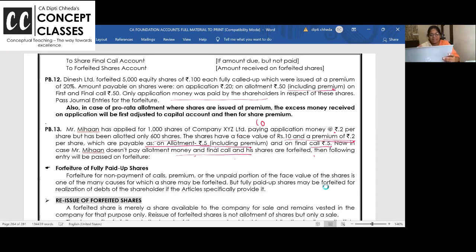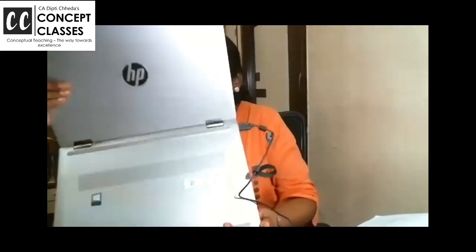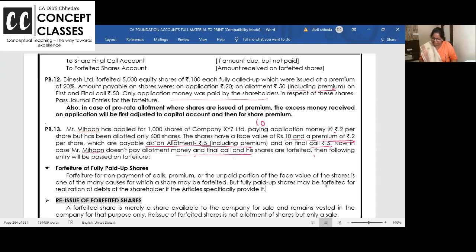Don't know why sometimes the screen goes blank and then I have to reset. Just 5-10 minutes and we'll close a small concept. Learn the forfeiture properly so that reissue becomes easier for all of you. ये देखो. Mehan has applied for 1000 shares and paying application 2, but he allotted only 600 shares. They didn't say that what he paid extra, so it must have been refunded. Shares have face value 10.